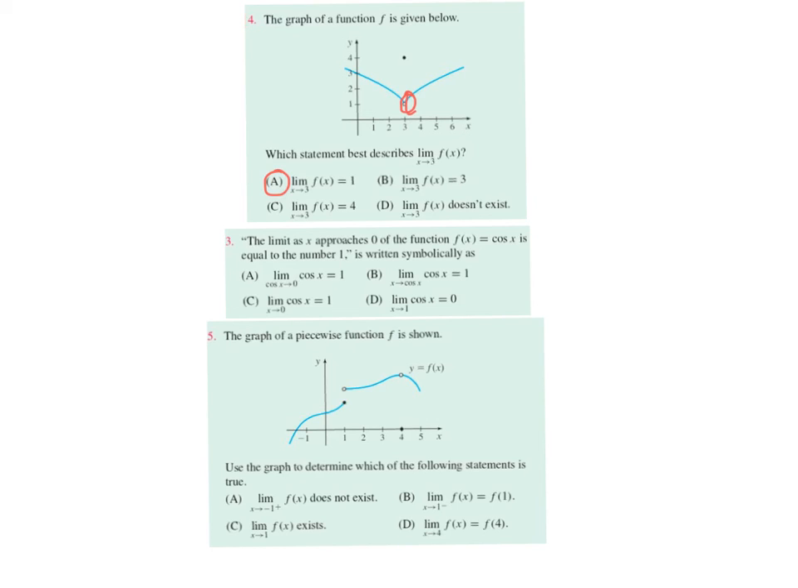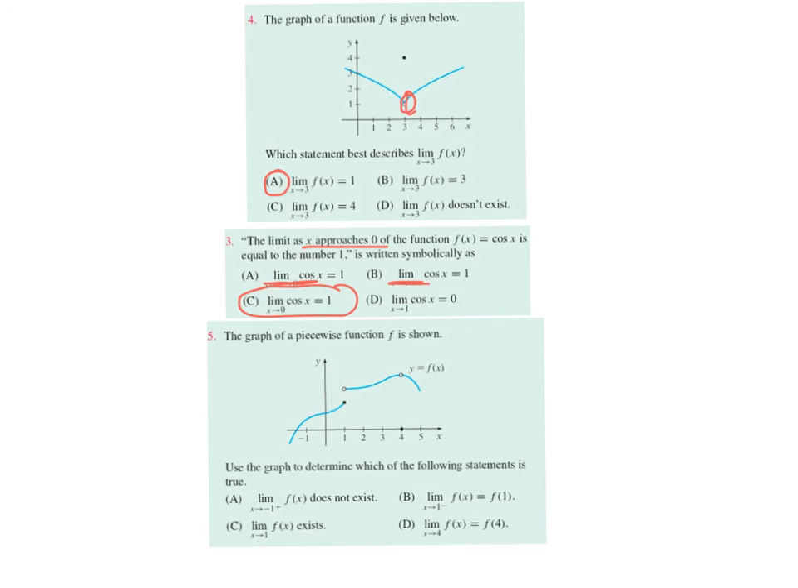The limit as x approaches 0 if the function cosine is equal to the number 1 is written symbolically as the limit as x approaches the number 1. So C and A, you have cosine x approaches. No, we don't do that. It's always either for C or D, x arrow a number. This one says x approaches 0, so it's this one.